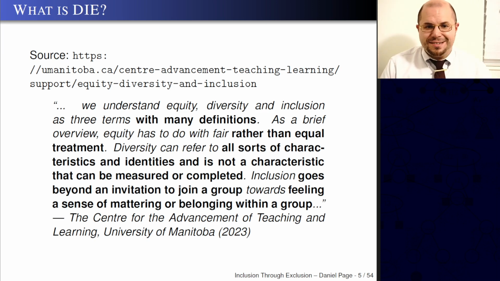This quote, for instance, says: diversity can refer to all sorts of characteristics and identities and not a characteristic that can be measured or completed. I don't really know exactly what that means, it's a little unclear. You might have to depend on who you ask, because some people actually want to measure things like that. The federal government, for example, is rather interested in things like that. Inclusion goes beyond just an invitation to join a group towards a feeling, a sense of mattering or belonging within a group. Again, this is rather ambiguous.